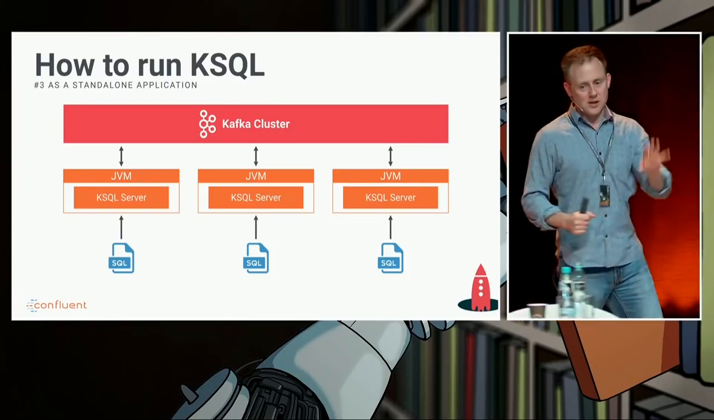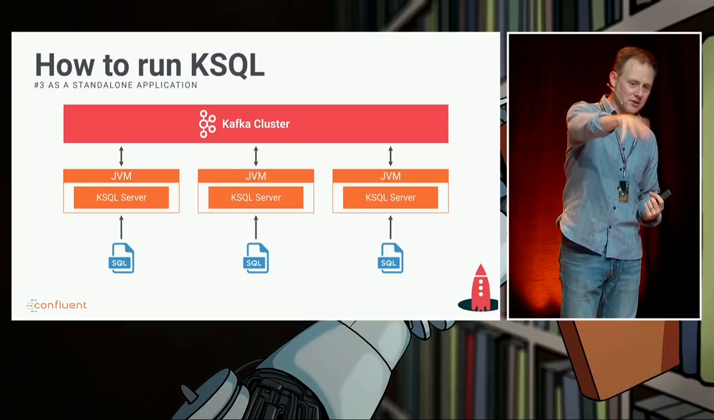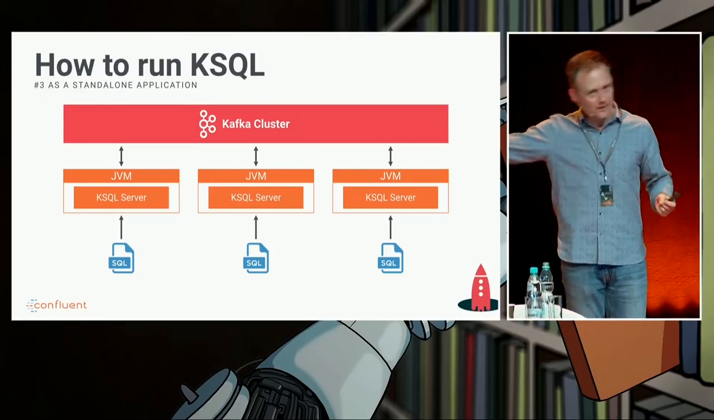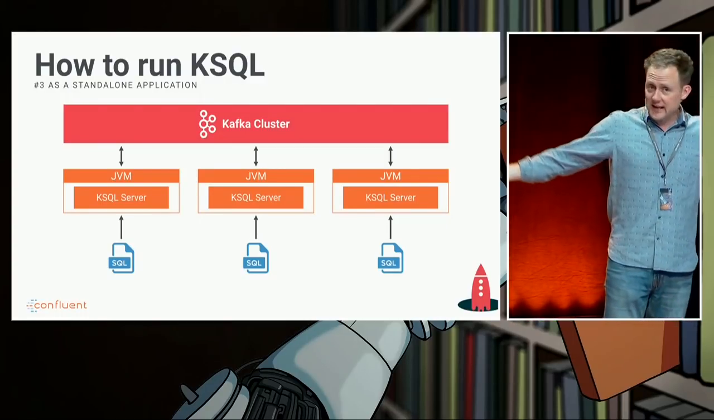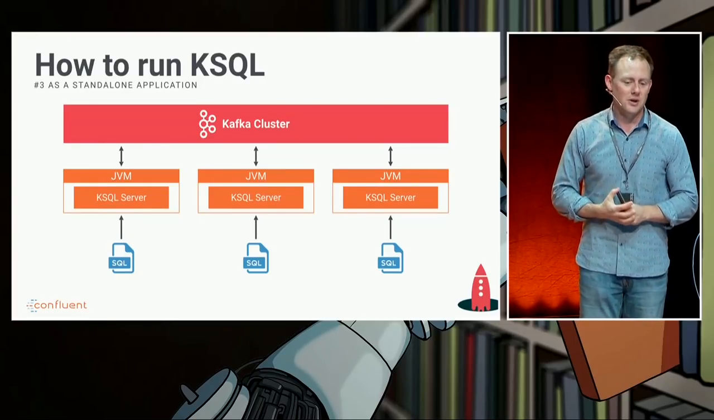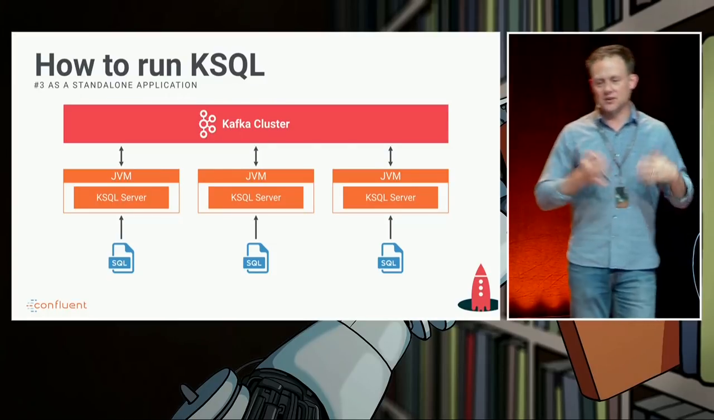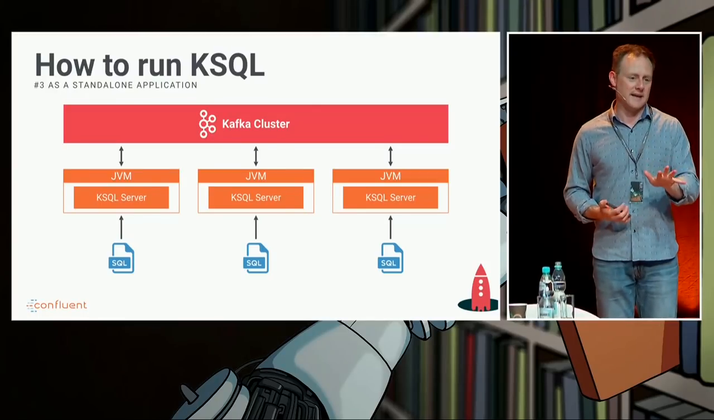Those nodes in that cluster act as a cluster. One of them can fail, and the partitions that are assigned to it will be failed over to another machine, and the state will move with them. The state's all managed for you. You can elastically scale it out, add more KSQL nodes, and partitions will get assigned to those. The whole business of being an elastically scalable, fault-tolerant application is handled for you by that engine.